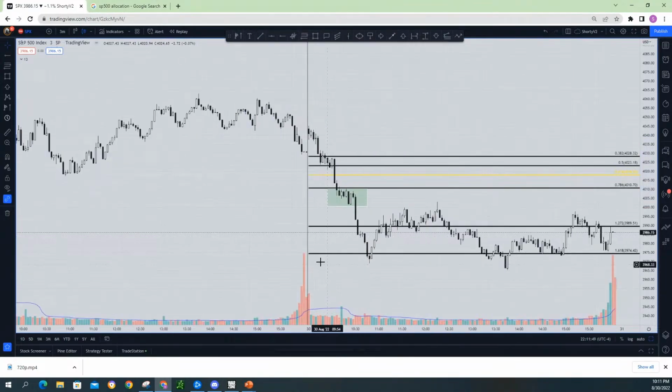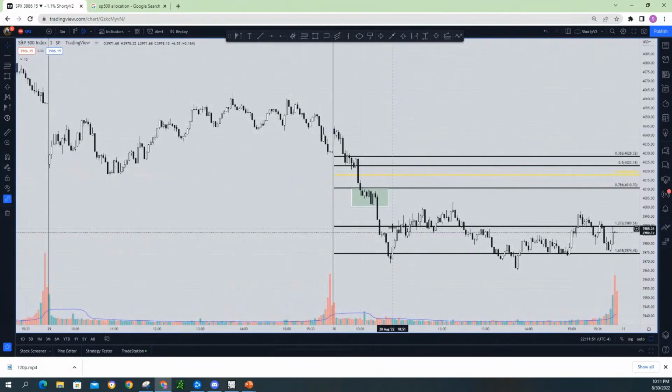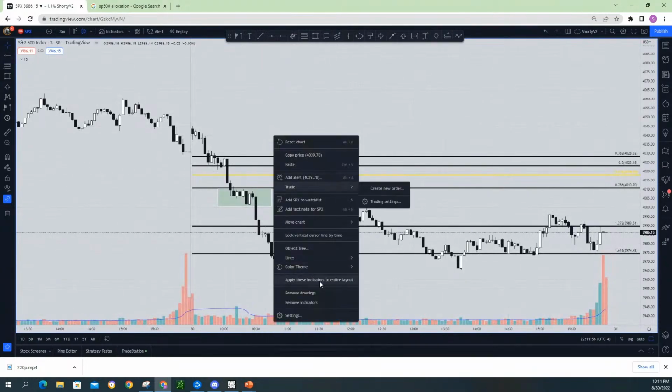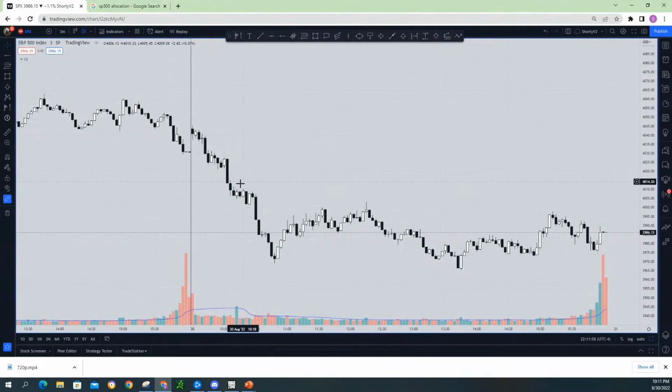Okay. And you play the extensions, right? Here you would have hit 127 and 1618 and you would have been done. We never really broke it. So that was one way you could have gotten in. Then you're making lower highs, you're making lower highs here.